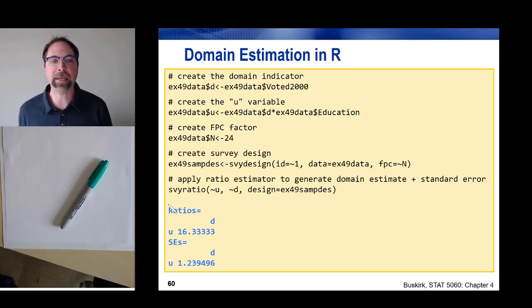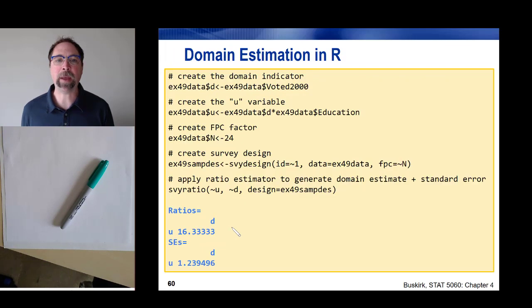Once I specify this code, it will give me two items, the ratio. Again, this is the numerator, this is the denominator of the ratio, and it looks like the average years of education for those who voted in the 2000 election is about 16 1/3, which is exactly what we computed by hand. The standard error for the ratio is a little under 1 1/4, which is exactly what we got when we computed this by hand.